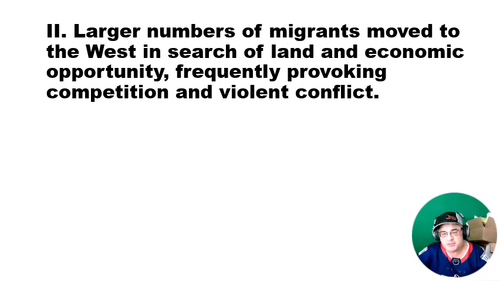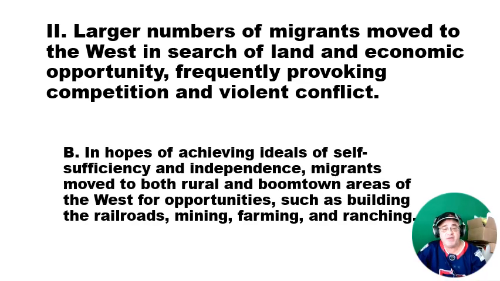So, large numbers of migrants moved there, as we said, in search of land and, of course, economic opportunity. Like I said, the former slaves, the so-called exodusters, which is also a popular topic, remember, and most of them went to Kansas, these former slaves who were trying to start all over. And, of course, since there were already people there, there's going to be violent conflict. And here we see hopes of achieving ideals of self-sufficiency and independence.